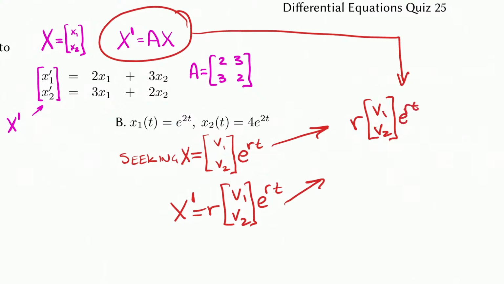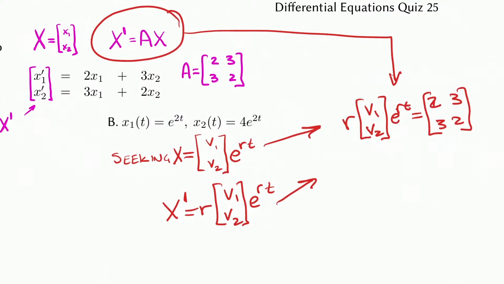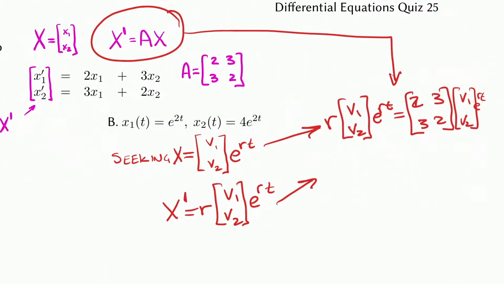times e to the rt should equal the matrix 2, 3, 3, 2 times x. What's that vector? Times e to the rt. I ran out of room there, strangely enough. Let me just slide it over a bit.